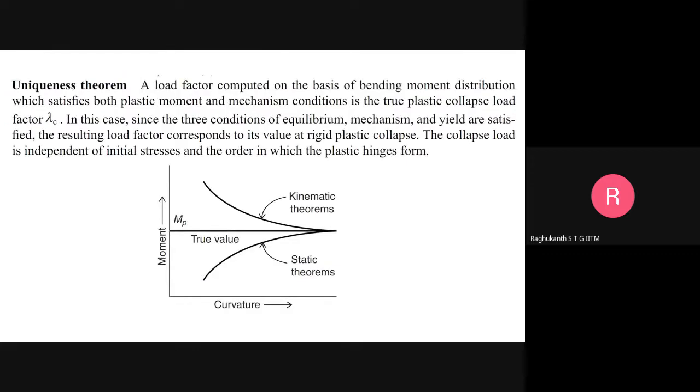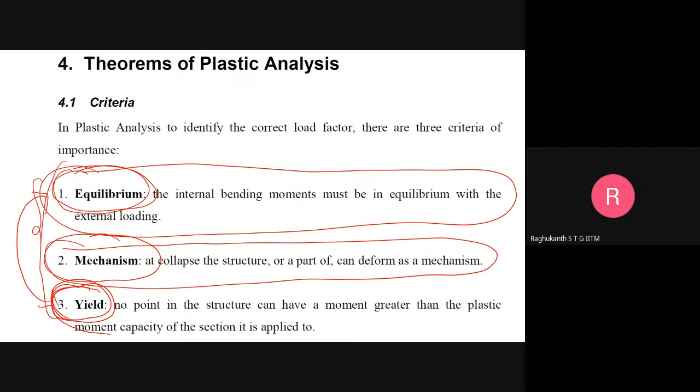And then another theorem is the uniqueness theorem. What it says is, if you find a load factor computed on the basis of a bending moment distribution which satisfies both the plastic moment and mechanism conditions, it is the true plastic collapse load factor. You followed? It means you have to satisfy all the conditions: the equilibrium condition, the mechanism condition, and the yield. If all three are satisfied, then whatever load factor you get will be the unique load factor. That's what this theorem says.